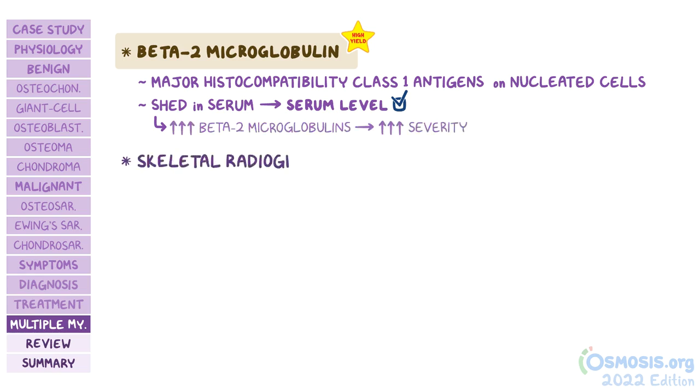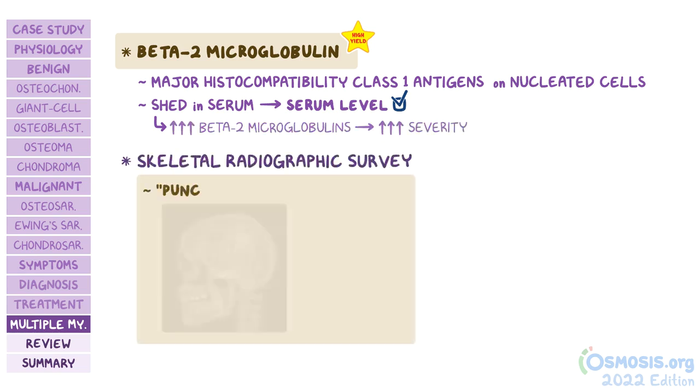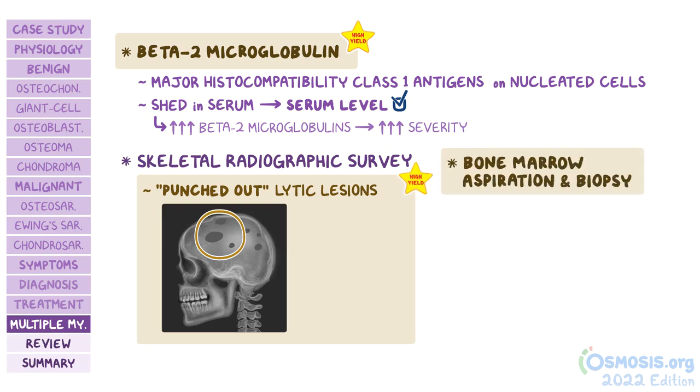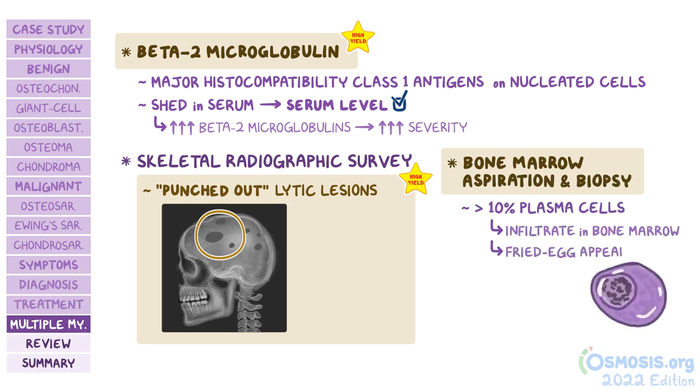Then a skeletal radiographic survey should be done to look for punched-out lytic lesions, which are a classic finding you should remember. Finally, another high-yield fact is that a bone marrow aspiration and biopsy must be obtained to look for more than 10% plasma cells which infiltrate into the bone marrow. These plasma cells tend to give off a fried egg appearance.